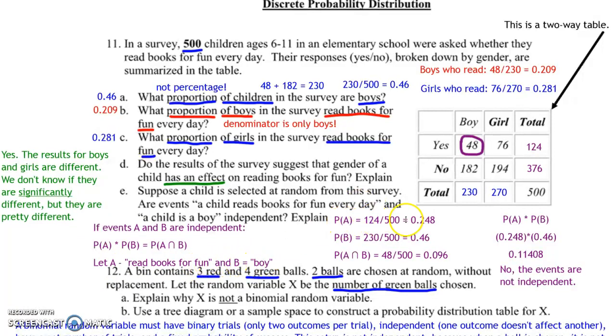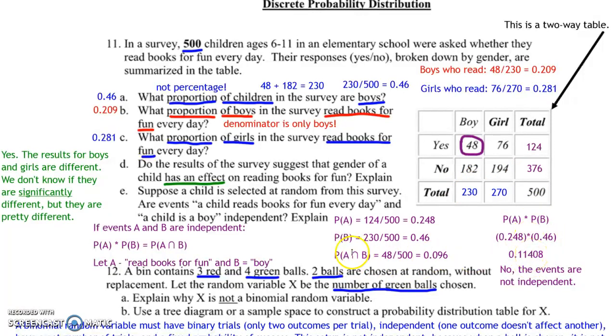The probability of A we didn't find out before, but it's easy to figure out. The folks that read books for fun, that's 124 over 500. Those are all the yeses. The probability of being a boy is 230 over 500. We did find that before. The 230 number on the two-way table, that's 0.46. And when we multiply those two numbers together, we get 0.11408.